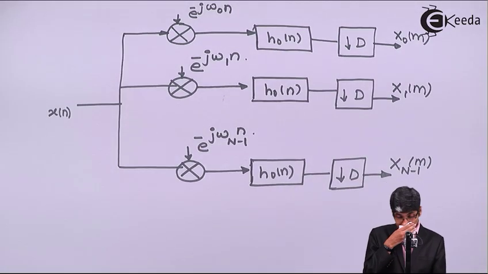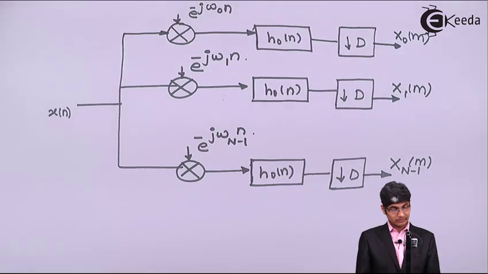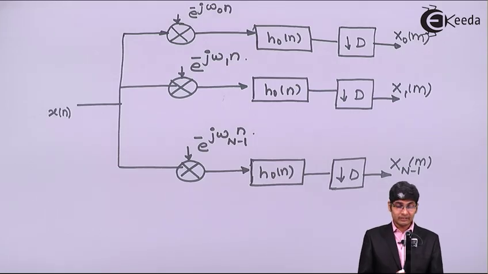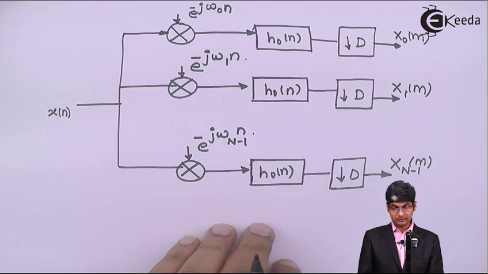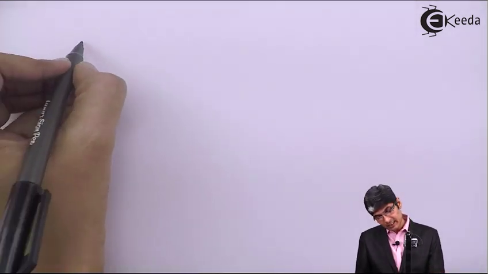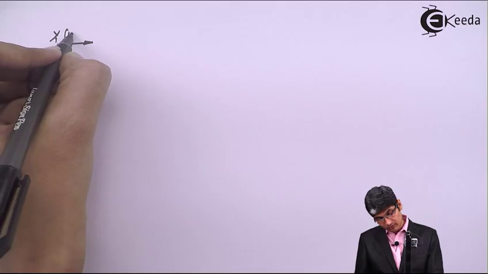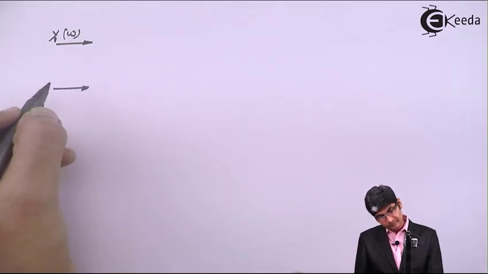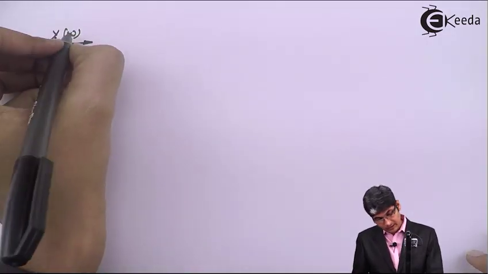Okay, so this is what is happening in the DFT analysis bank. Similar thing will happen if I consider a synthesis bank. In the synthesis bank, if I use the same concept of DFT synthesis bank, then there will be the opposite flow. First I will get some, let's say y0 of omega, y1 of omega, I'm sorry, it's not omega, it's m.